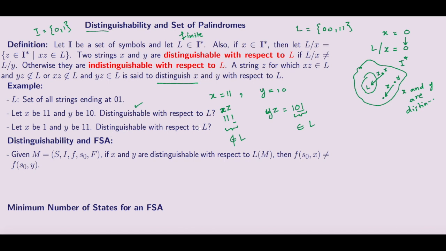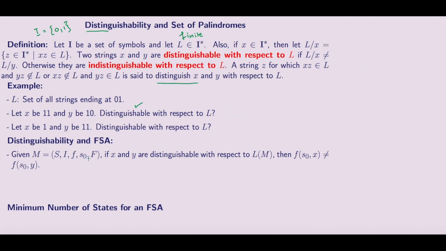Now let's talk about 1 and 11. Are they distinguishable with respect to L? So x is equal to 1 and y is equal to 11. Now note that in order to make this inside L, I have to write something ending at 01. So whatever z I choose has to end at 01. So if I choose a z which ends at 01, then both x and y will be in L. If I choose a z which does not end at 01, then both x and y will not be in L. So this means that they are not distinguishable.